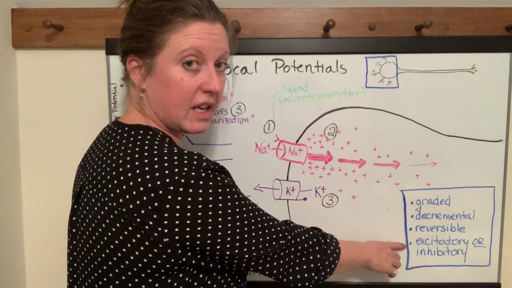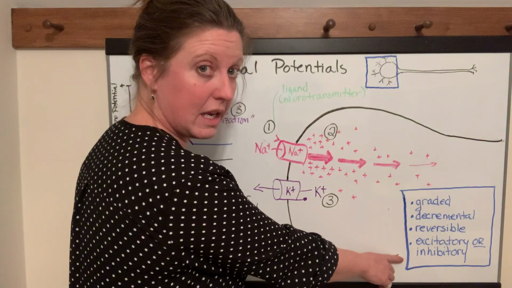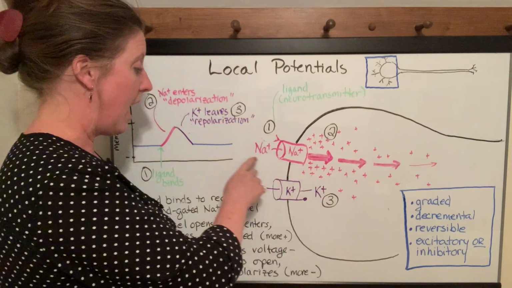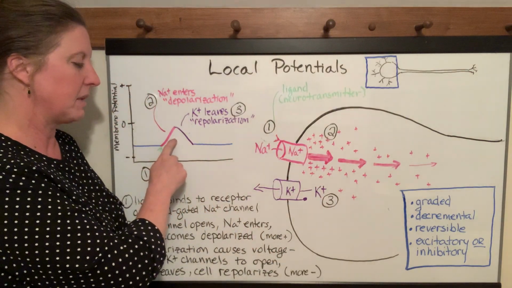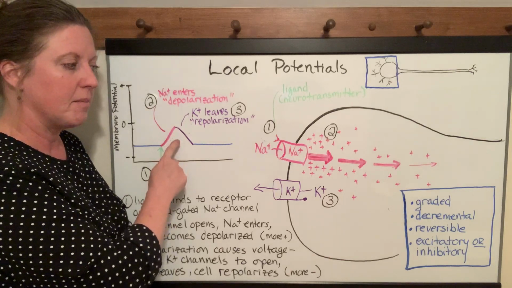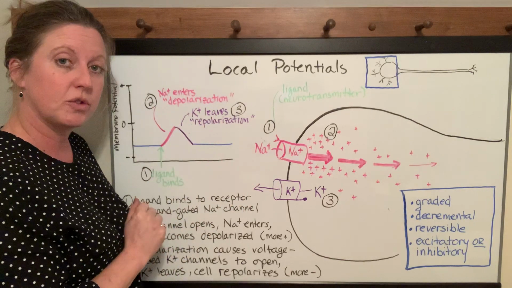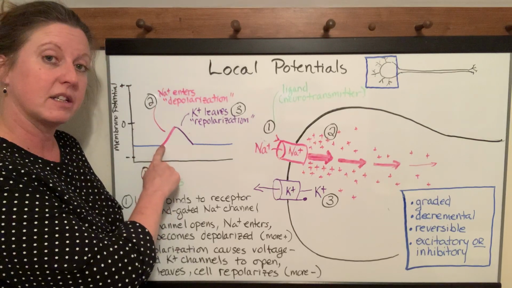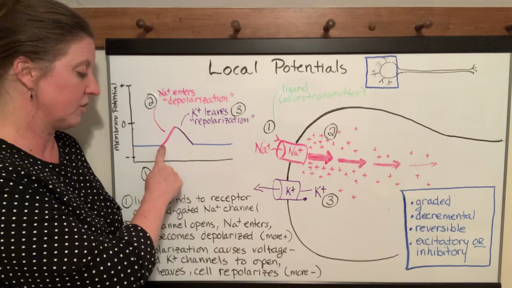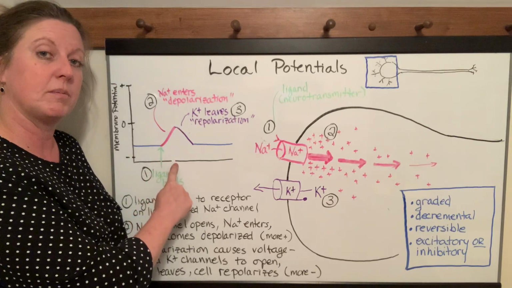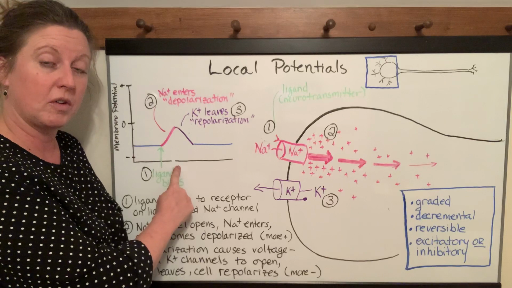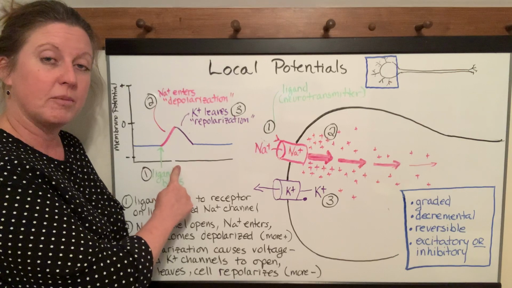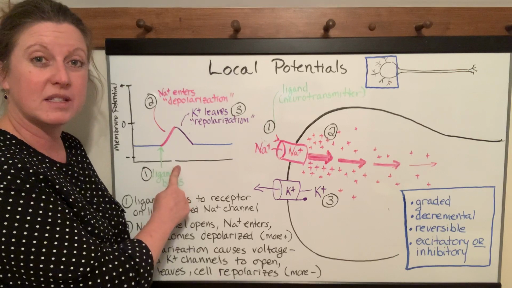Finally, local potentials can be either excitatory or inhibitory. This case shows one that is excitatory. Anything that's excitatory is becoming depolarized because that's going to make an action potential more likely later on. There are cases where neurotransmitter binding to its receptor on the neuron will actually cause the membrane potential to become hyperpolarized or more negative, and that's an inhibitory local potential. These things we will talk about more when we discuss summation.